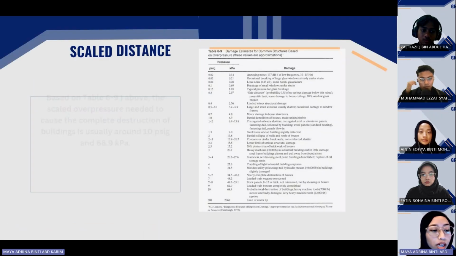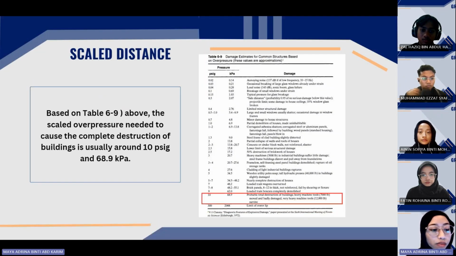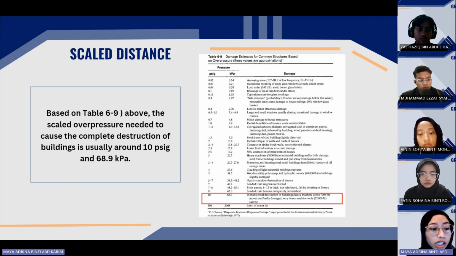So before we calculate the next consideration, which is the radius, first we need to consider the scale distance before substituting into the scaling law. Based on this question, we need to estimate the radius at which complete destruction of the building would occur. Therefore, based on table 6.9, the overpressure needed to cause complete destruction of the building is usually around 10 psig, or 68.9 kPa.